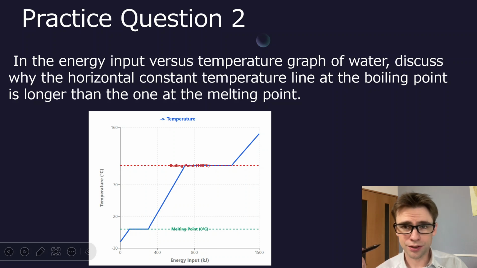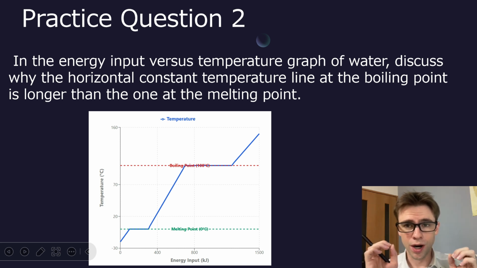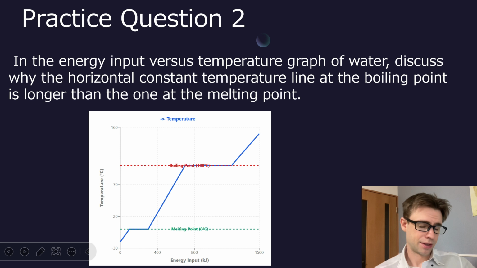Well, look at the horizontal axis. Energy input. So if your horizontal line is longer, that means it requires more energy input. So it requires more energy to change water from a liquid to a gas than it does to change ice from a solid to a liquid, to liquid water. That's something you can infer or conclude about the length of those constant temperature sections.